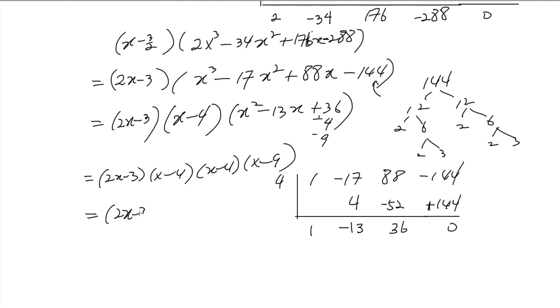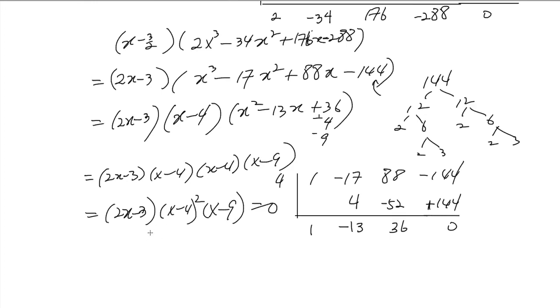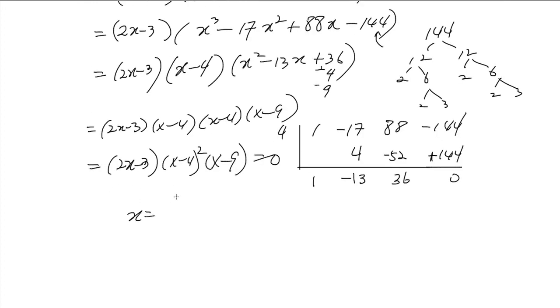So the completely factored form is this. Finally we can state our answers. For this equation to be 0, the answers are going to be 3 over 2, 4, and 9.